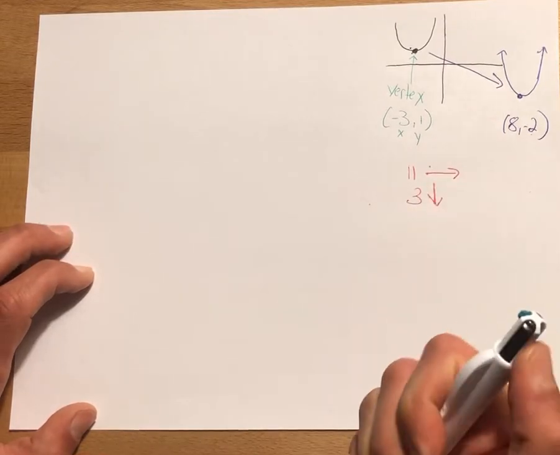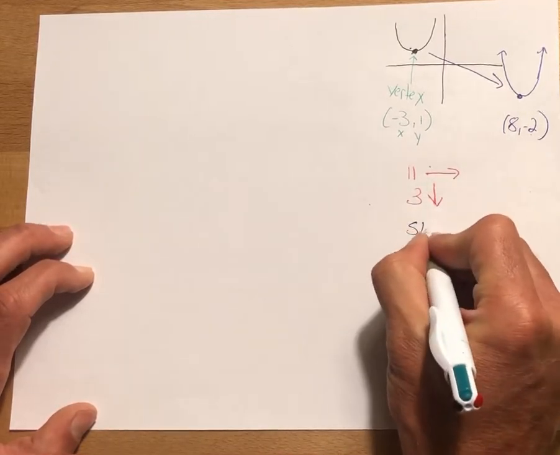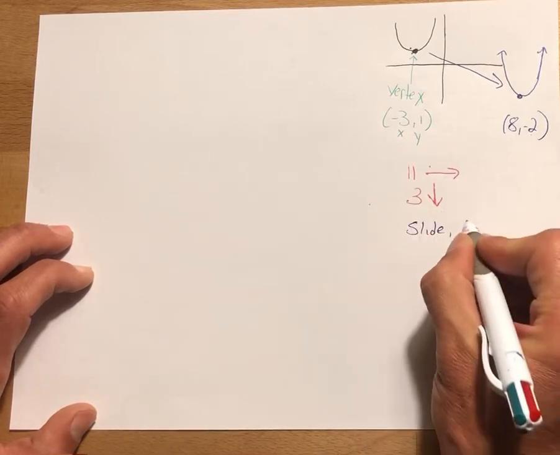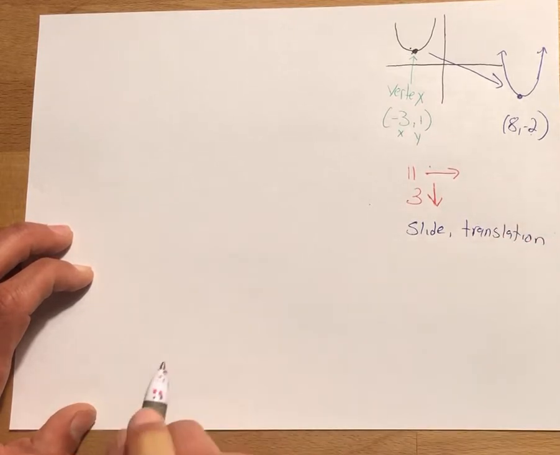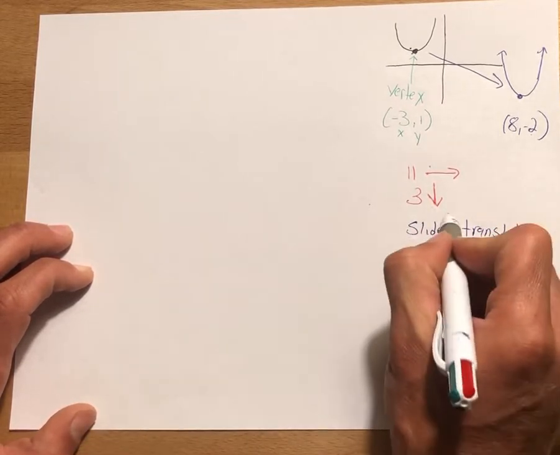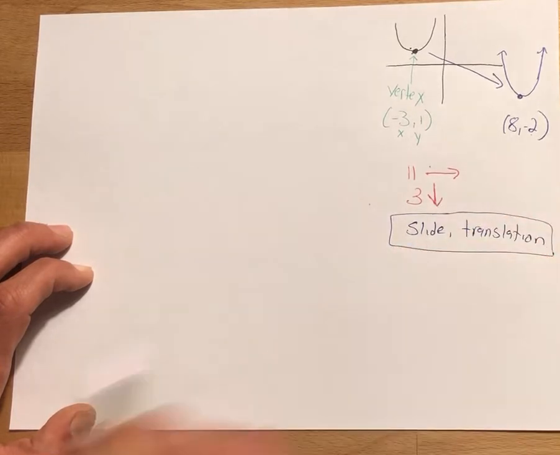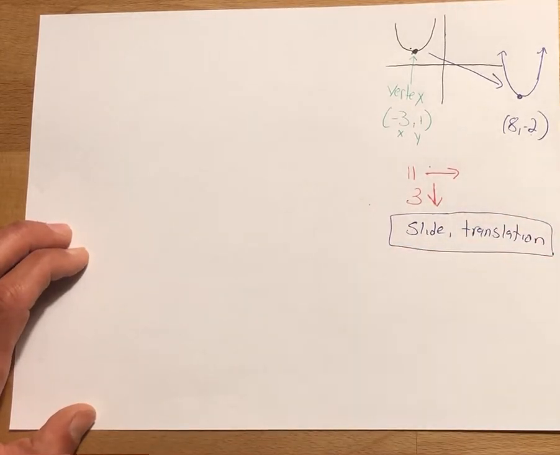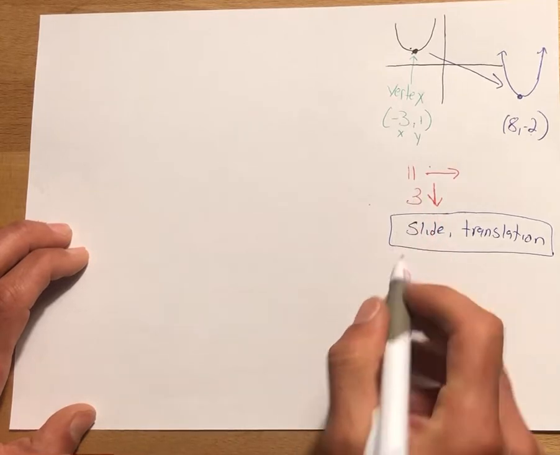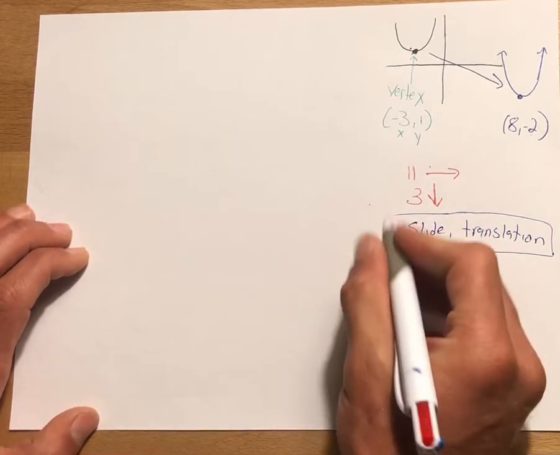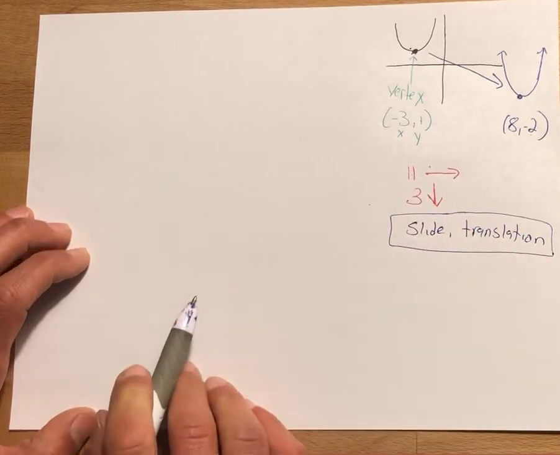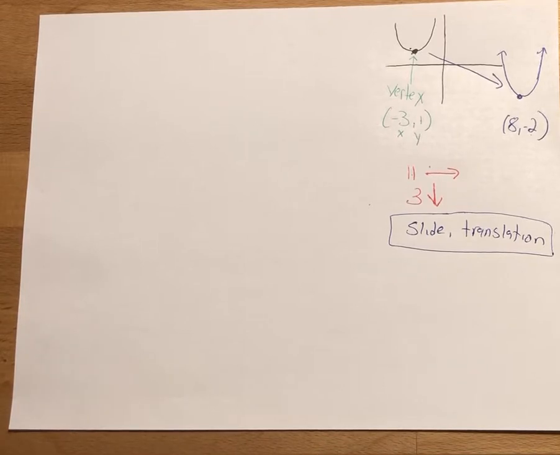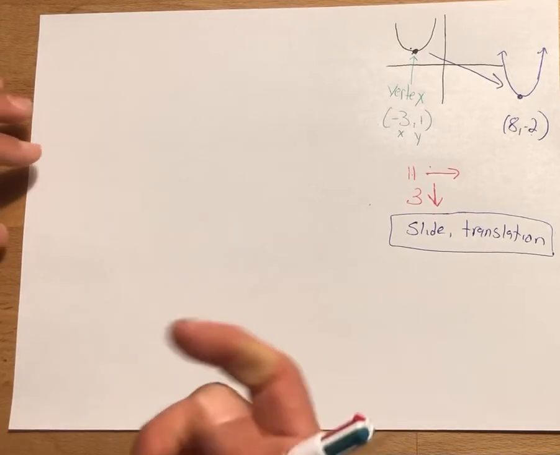Whenever you move a graph, or it's called a slide, what this is called is a translation. A translation is a slide. So we would say that this translated 11 units to the right and 3 units down. A slide is the same thing as a translation. All right. Now I'm going to show you how you actually move a graph.